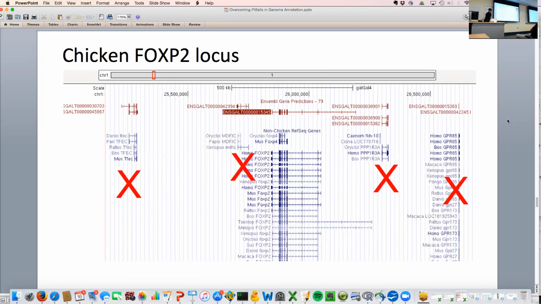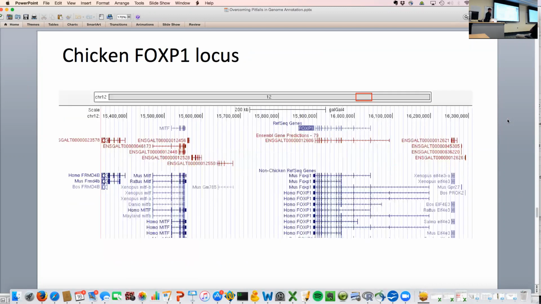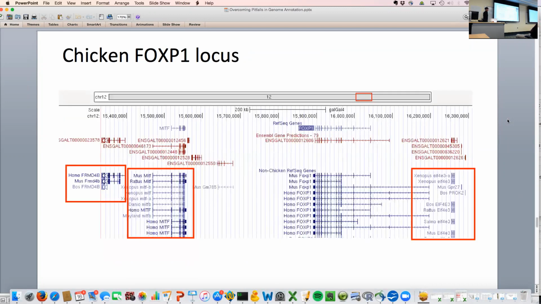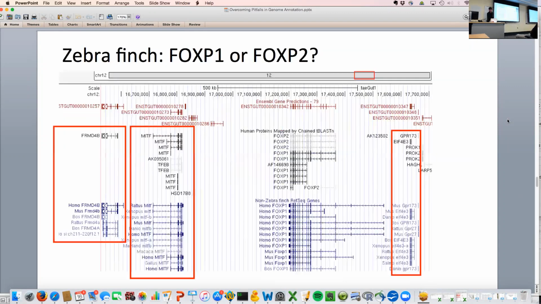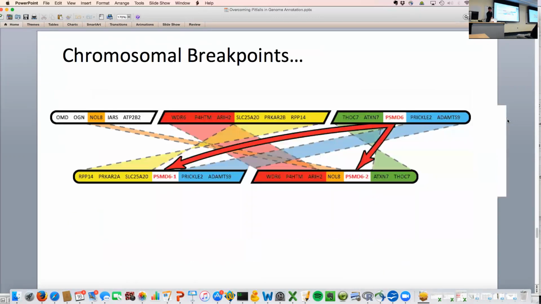But now, if we look at the chicken FOXP1 locus, you'll see that it's exactly the same genes. FERM4B, MITF, EIF4E3, GPR173. So this, I think, allows you to very confidently say that that zebrafinch locus was in fact FOXP1. And this is one of the strongest things you can do.